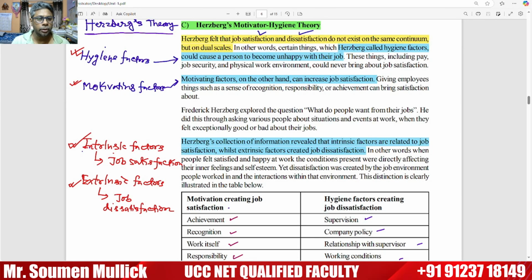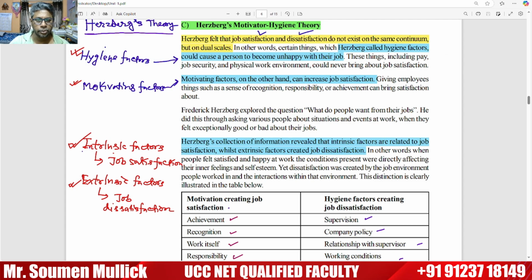Good evening. Today you are going to learn Herzberg's Motivation Hygiene Theory. This theory is based on two factors. Number one, hygiene factor. Number two, motivating factor. Herzberg felt that satisfaction and dissatisfaction do not exist on the same continuum, but on a dual scale. So Herzberg's motivation theory is based on two job situations, job satisfaction and job dissatisfaction.